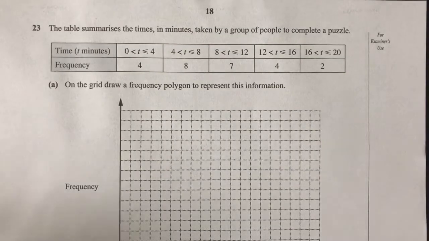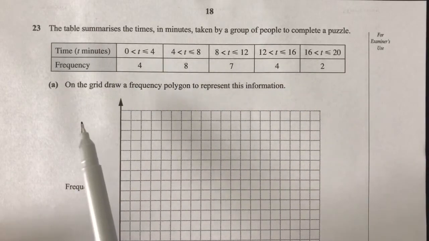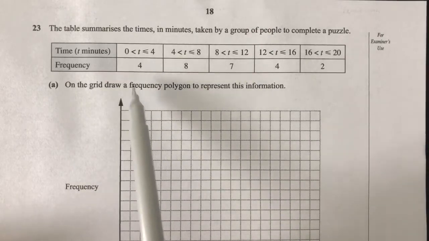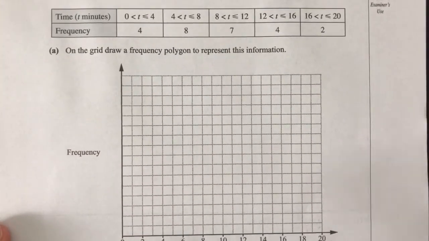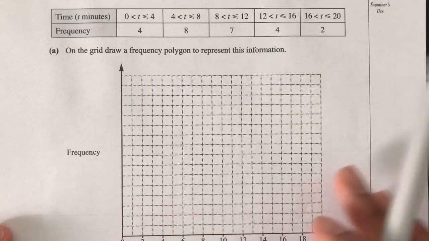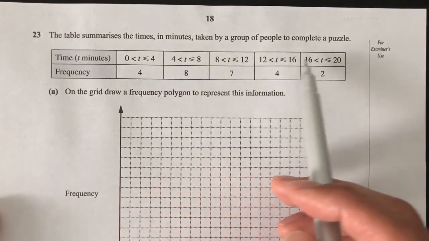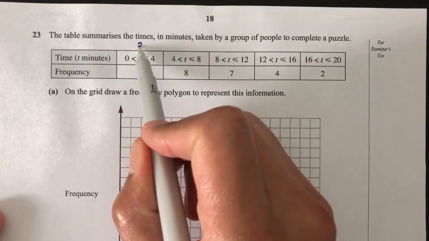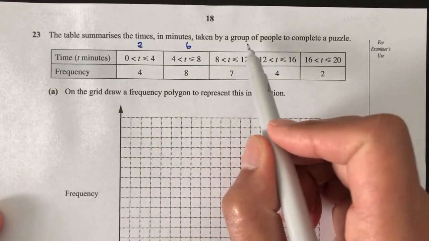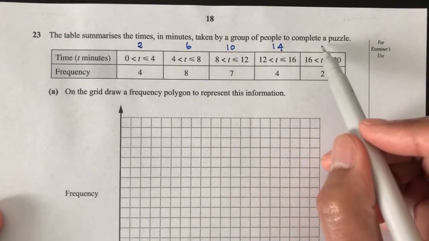Question number 23. The table summarizes the times in minutes taken by a group of people to complete the quiz. So we have the time, the group, the class width, the time taken. We have the frequency of those classes. Part 1. On the grid, draw a frequency polygon to represent this information. So the first thing we need to do is to find the midpoint of those classes. So midpoint here will be 2, 6, 10, 14, and here will be 18.